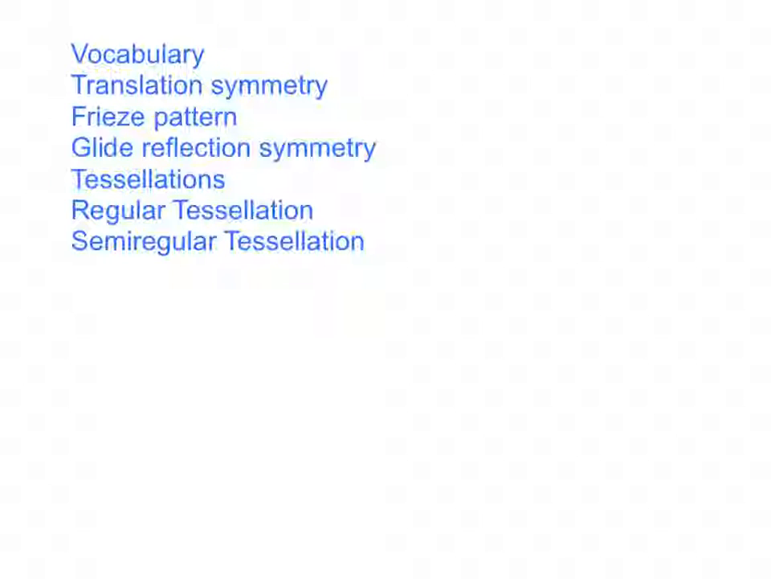So our vocabulary for this section would be translation symmetry, frieze pattern, glide reflection symmetry, tessellation, regular tessellation, and semi-regular tessellation.